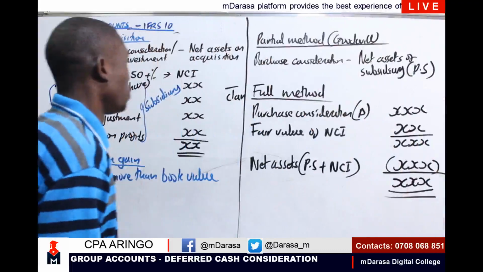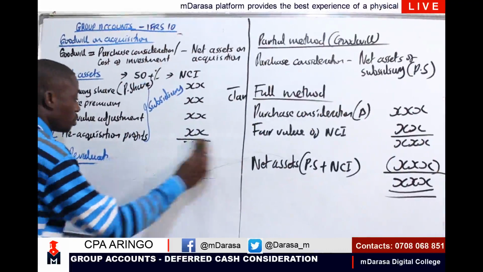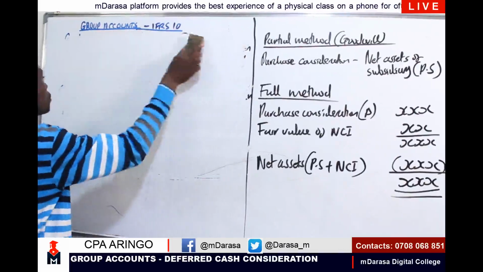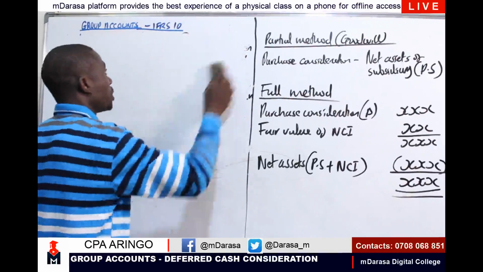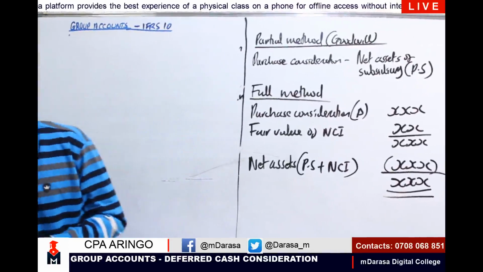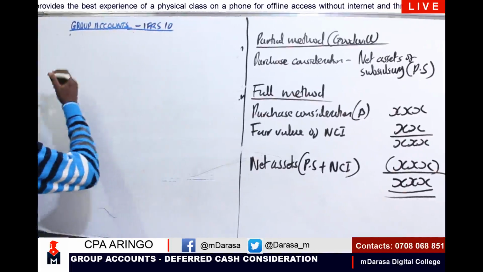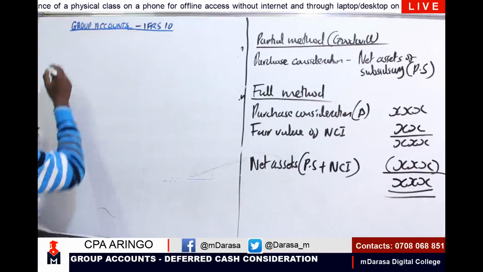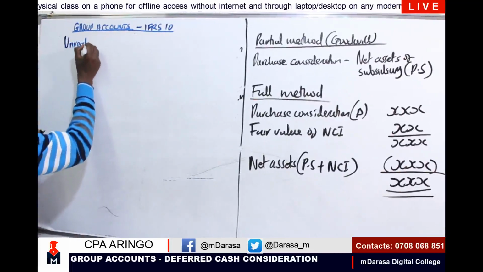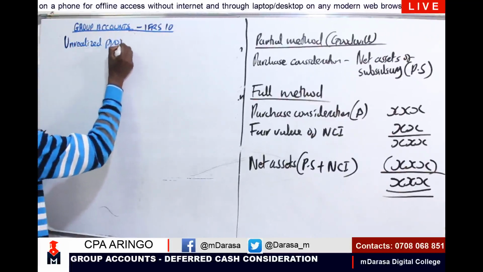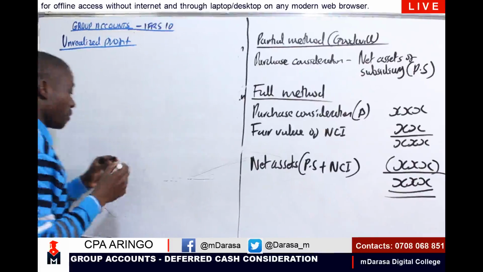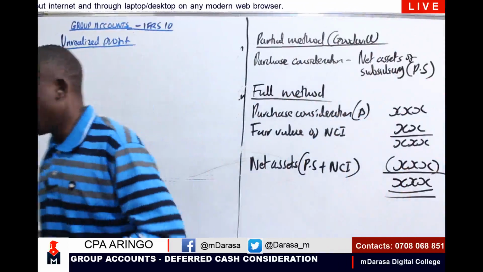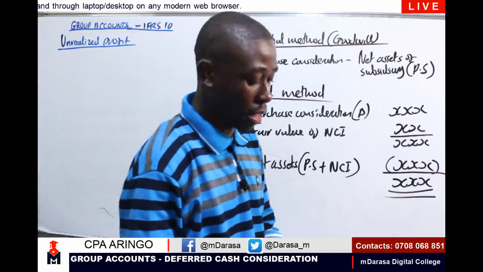The other key element that you must be very good at, my good student, after goodwill, is the concept of UPS. Allow me to raise this case. We are talking of unrealized profit, UPS. UPS on sales, UPS on fixed asset, either way. This is also very key, and I'm going to explain it in a very simple manner, so that things will always be very, very easy on our end.